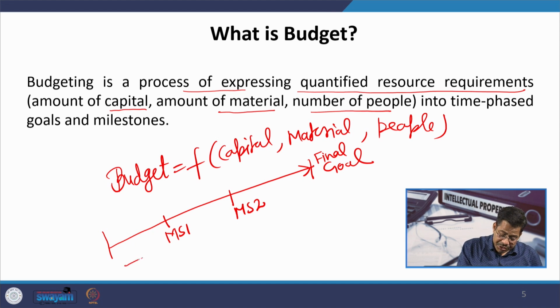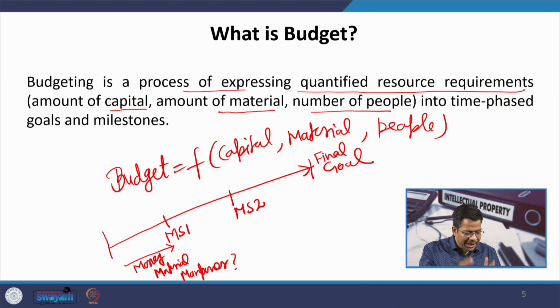Now, to achieve milestone 1, how much money, how much material, how much manpower is needed. Then from milestone 1 to milestone 2, how much money, material, manpower is needed, that is basically the process of budgeting. So, it gives you two very important advantages. One, you are very efficient, optimized in using your resources.